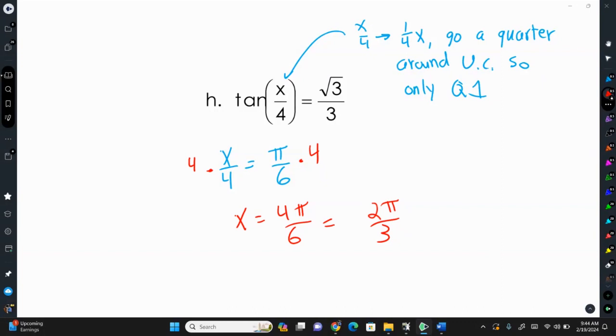So, like I said, the unit circle and your algebra skills are crucial for getting this down.